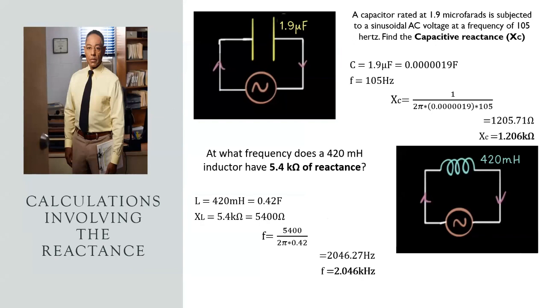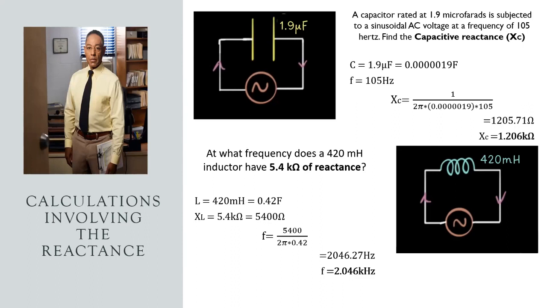We're going to look at our first one, which is just calculating capacitive reactance. So if we have 1.9 microfarads as our value, subjected to a voltage, and our frequency is 105 hertz. As you can see, we've just got our values there. I've converted that from microfarads to farads to make sure we're all working in the same units. And then I'm going to use the formula from before. So I'm going to go 1 over 2 pi times our capacitance times our frequency, and we get a value of 1205 ohms. Or if we convert that to kilo ohms, we get 1.206 kilo ohms.